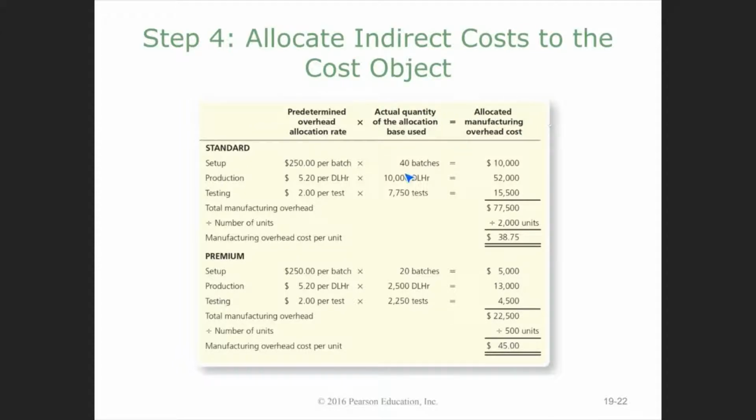So we see the calculation here. For setup, we've got $250 per batch times 40 batches equals 10,000. And this is how we work the problem. For each one, we just plug in the numbers, plug in whatever the predetermined overhead allocation rate is, based on the previous slide, or if you're working this problem, it's either given to you or you've calculated it because that was required of the problem. So you plug it in, and then get your allocated manufacturing overhead cost, and we work the problems the whole way down.